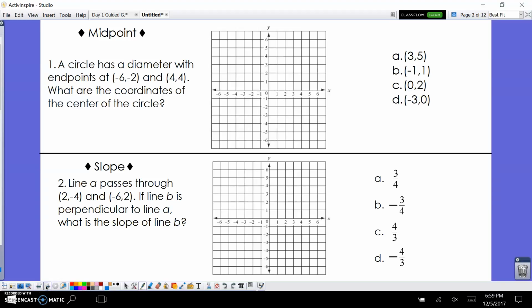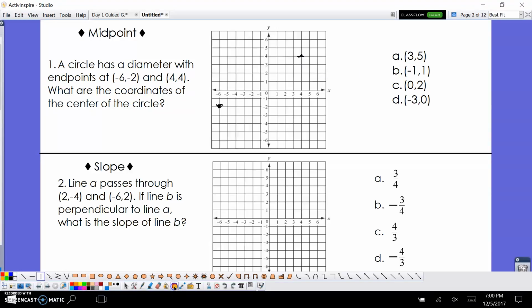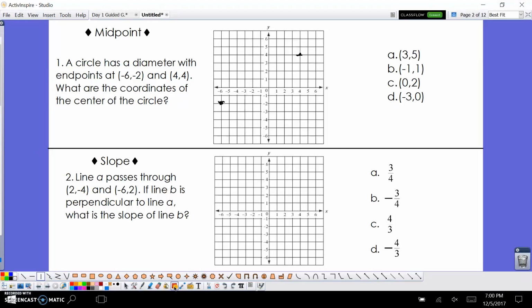Alright, number 1. First thing we're going to look at is midpoint. A circle has a diameter with endpoints of -6, -2 and 4, 4. What are the coordinates of the center of the circle? So what we need to do is connect our points. Alright, we connect our points.